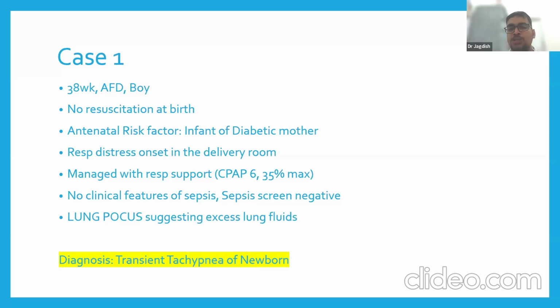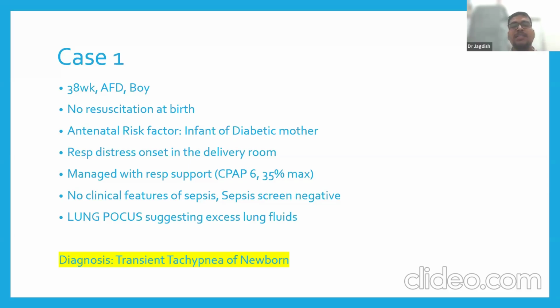So what is my diagnosis here? I told you if the onset is within the first 6 hours of life in a term baby, there may be 3 practical causes: meconium aspiration syndrome, asphyxia, and TTNB. So here there is no meconium aspiration syndrome, and it is not fitting into the criteria of asphyxia also because the baby cried after birth. So the only diagnosis is transient tachypnea of newborn.